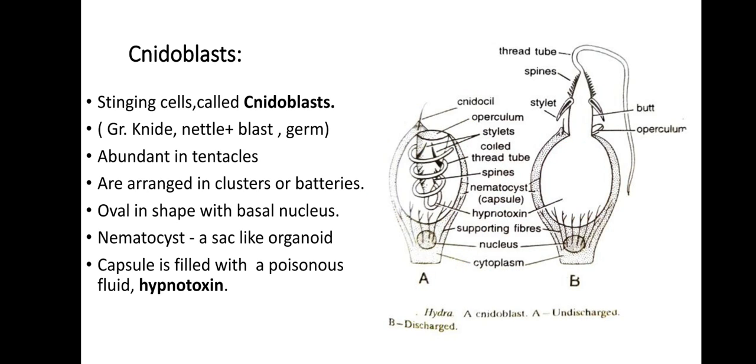If you see very carefully, there is a capsule, and this is filled with the hypnotoxin. Then you can see that there is a long thread, that's why the name nematocyst. But this is not a simple thread. It is a tube-like thread, that means it is hollow at the center, and there is a small pore. Now this thread at the base has become broad, and this broader portion of the tube is called the butt.